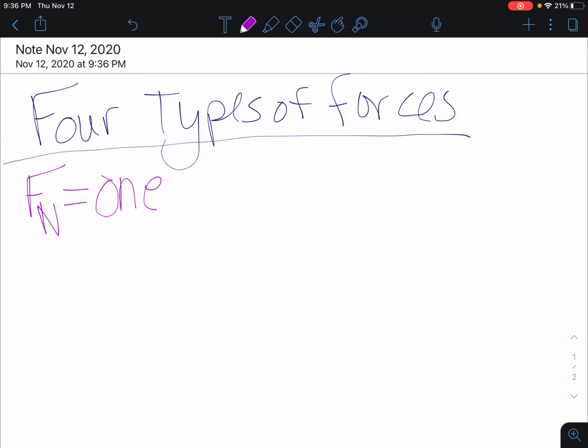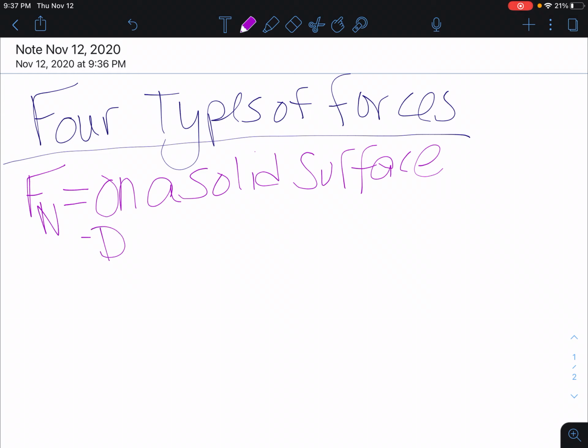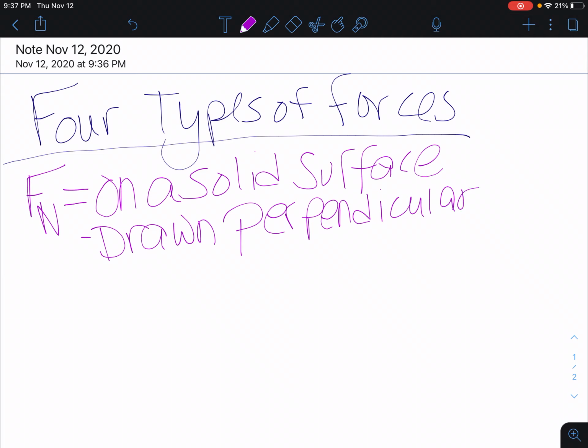The object has to be on a solid surface. Okay, so if the object is not sitting on a solid surface, we don't have a normal force. And it was drawn parallel to the surface the object is sitting on. Sorry, not parallel, perpendicular. Just testing you. See if you can find my mistakes. All right, it's drawn perpendicular to the surface the object is sitting on.